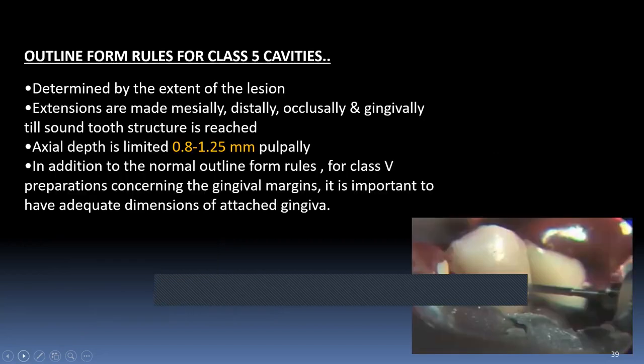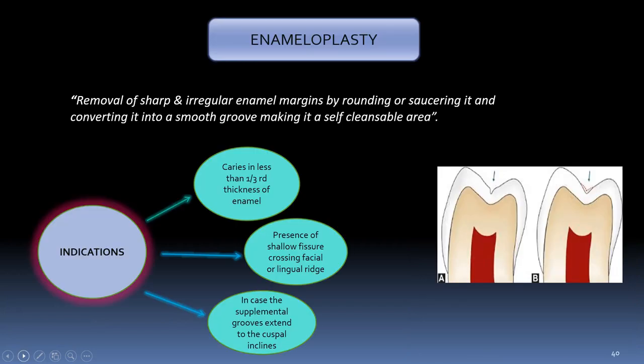Then in the case of class 5 cavity, which is placed on a smooth surface, either cervically or gingivally, that should be determined by the extent of the lesion, and the extension can be made either mesially, distally, occlusally, and gingivally till the sound tooth structure is reached, and the axial depth is limited to 0.8 to 1.25 mm pulpally. And in general, for the outline form of the class 5 preparation, we have to consider gingival margins, and there should be enough attached gingiva.